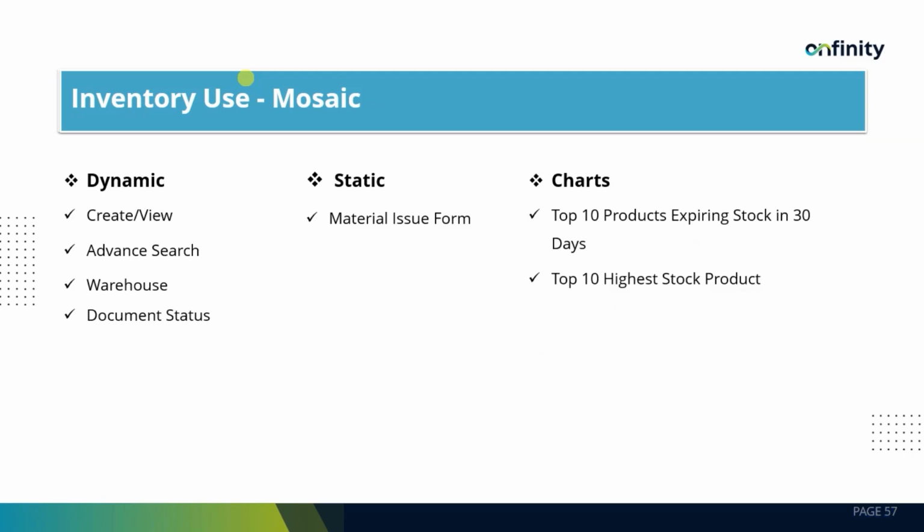Our next topic is the inventory use mosaics, which we have already explored during the demonstration. From the Create View mosaic, we can directly view all records or create a new one. The Advanced Search mosaic allows us to apply filters, while Warehouse and Document Status mosaics help us narrow down documents more precisely. We can also open the Material Issue form directly from its mosaic. And finally, we have analytical charts, such as the top 10 products expiring in 30 days and the top 10 highest stock products, that give us a clear snapshot for analysis.